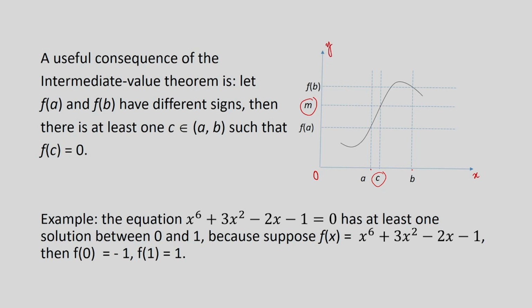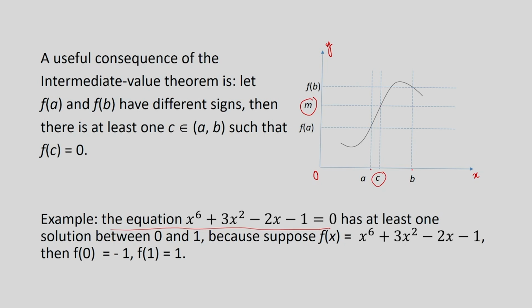Now, a useful consequence of the intermediate value theorem is this: let f(a) and f(b) have different signs, then there is at least one c between a and b such that f(c) is equal to 0. So, here is an example of how it can be used. Suppose you have this equation, x to the power 6 plus 3x square minus 2x minus 1 is equal to 0. Now, what is the proof that this equation has a solution? What is the guarantee that there is one x at which this equation is satisfied?